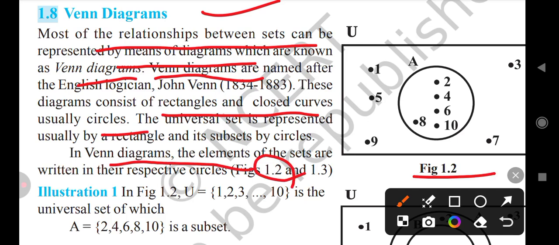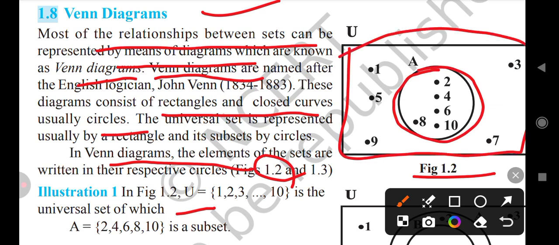Illustration. In Figure 1.2, U is the universal set. U is {1, 2, 3, and so on, 10}, the universal set, of which A = {2, 4, 6, 8, 10} is a subset. Here, A is a subset of the universal set U.